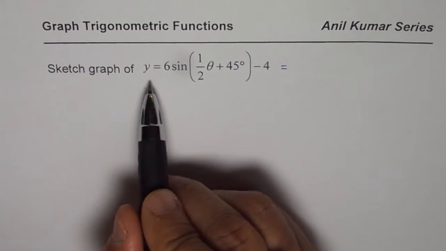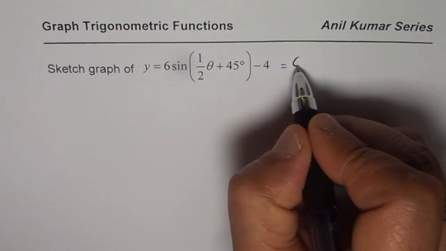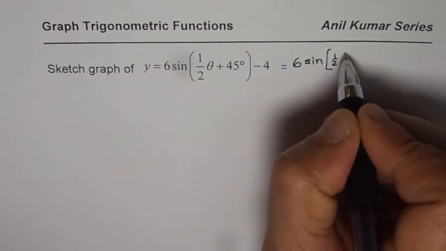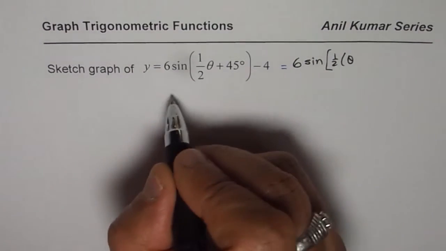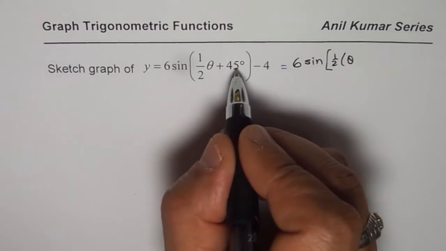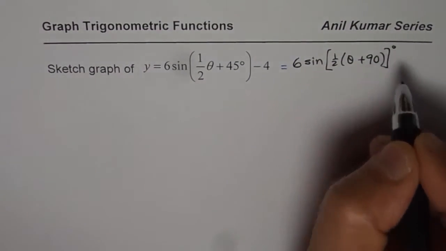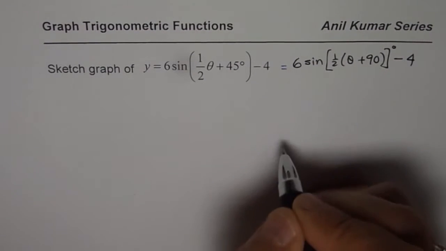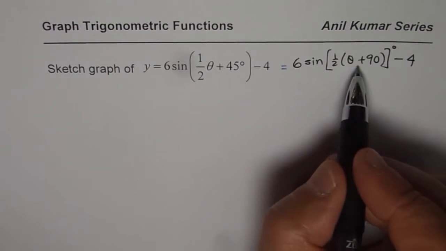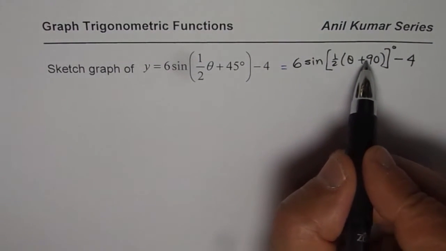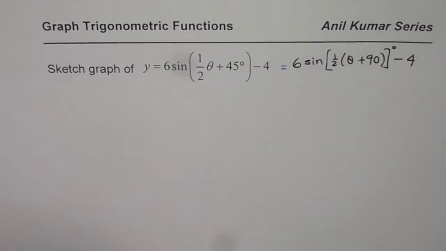So this equation could be written as 6 times sine of half theta plus 90 degrees, minus 4, since half is common. When you take half outside, you have to multiply this by 2, so you get plus 90 degrees. Now it is important to check at this stage. If I apply the distributive property, I get half theta and half of 90 is 45. I get exactly what was written here, correct?